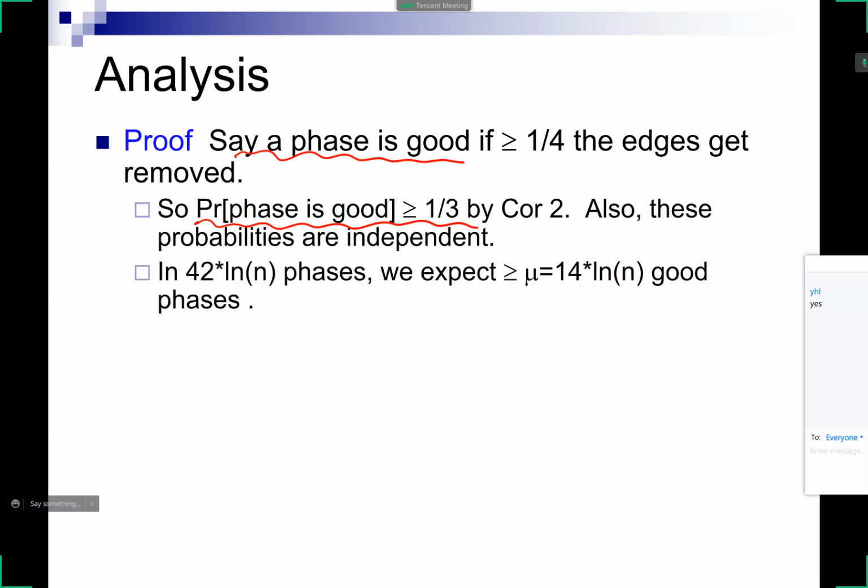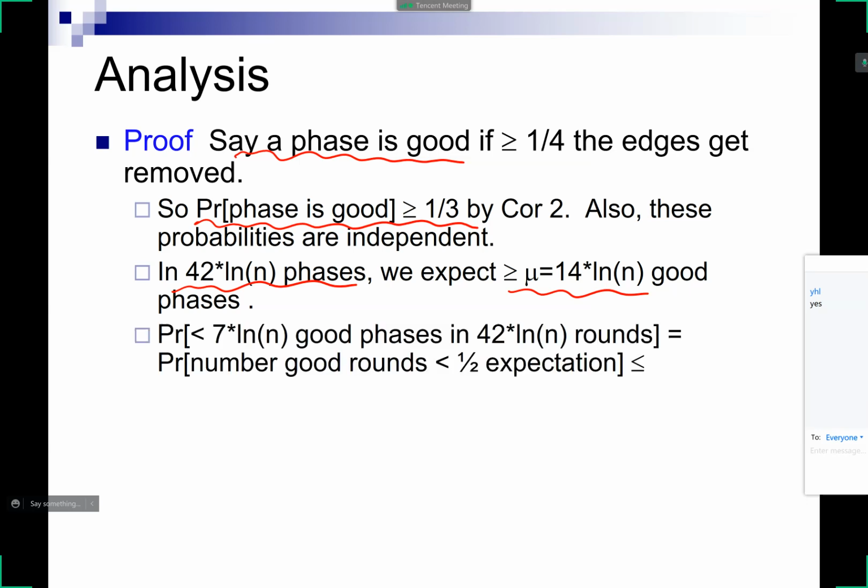Since each phase has a 1/3 probability of being good, if you run for 42 log n phases, you expect 1/3 of those to be good. So you expect at least 14 log n good phases. We're going to set this to be mu here. This is our expectation. Now the question is, you expect to get 14 log n good phases, so what is the probability you get less than half your expectation? What's the chance you get less than 7 log n good phases in 42 log n rounds?